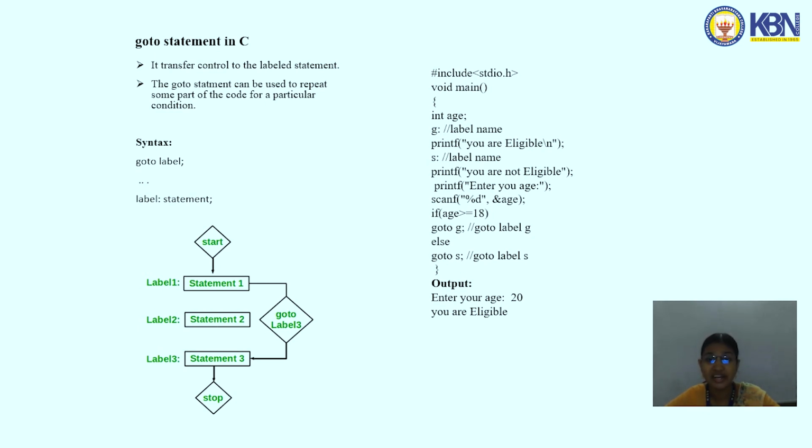First of all, we have to enter the age, enter your age, and that variable I am reading using the scanf function. If I am giving the age value 20, greater than or equal to 18, it means the given condition is true. Okay, go to G. What is a G label? In the above section, you are eligible to vote.